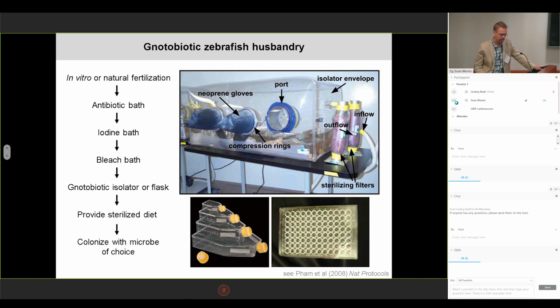And for this work, we leveraged a set of techniques which my lab has pursued over the years to raise zebrafish in a germ-free manner. So this turns out to be quite easy. We take the traditional zebrafish bleaching protocol, which is in the Zebrafish Book, and add some new facets to it, and are able to surface sterilize zebrafish embryos at 0 days post-fertilization, baptize them into gnotobiotic isolators, shown here, or tissue culture flasks or microfiber plates.